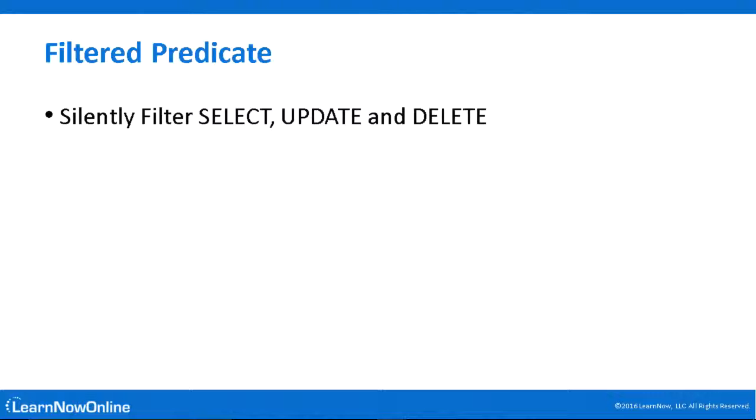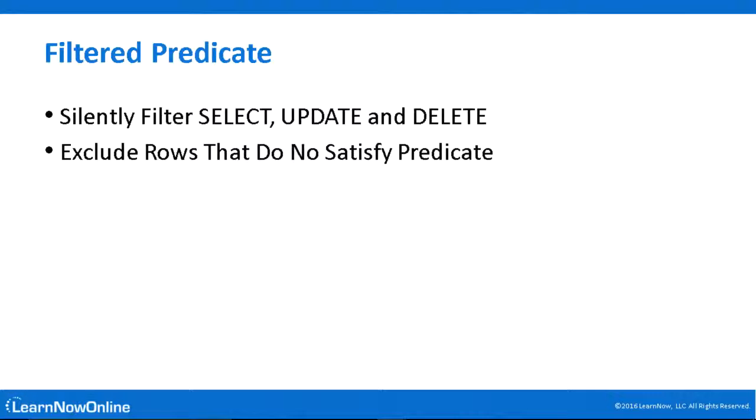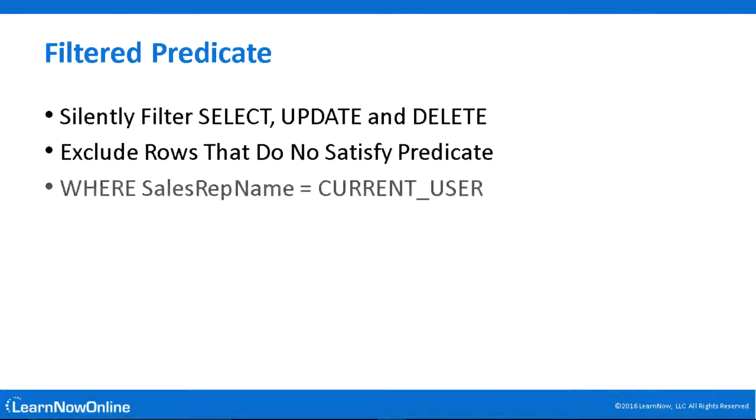So let's talk about the filter predicate. This term, silent filter, means there's no indication that a filter was applied. The security is transparent to the user and application. If no rows satisfy the security, a null record set will be returned. Records that do not satisfy the predicate are excluded and the system continues operation. There's no delay or error message to handle.